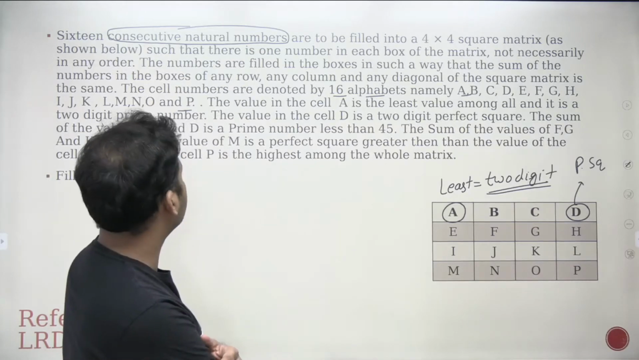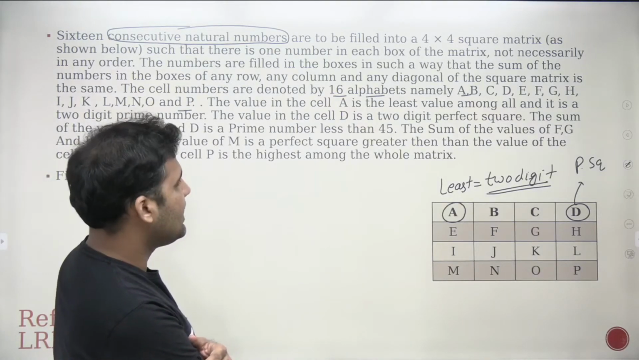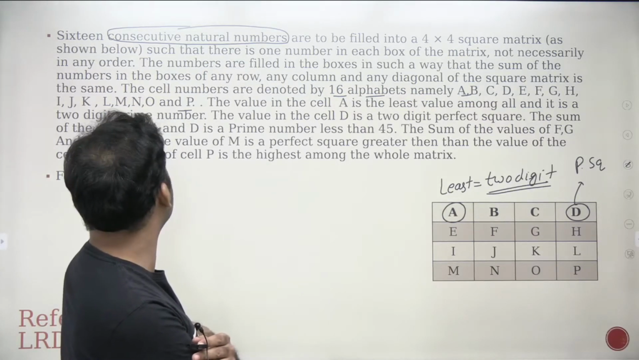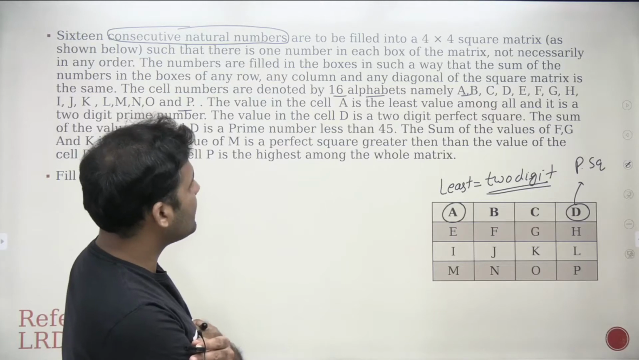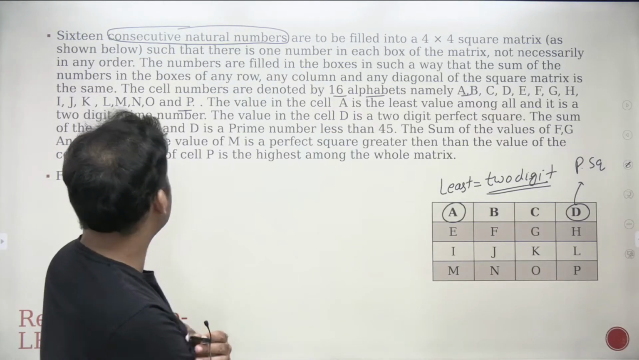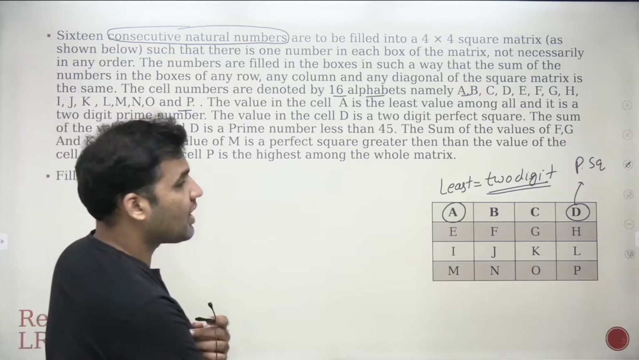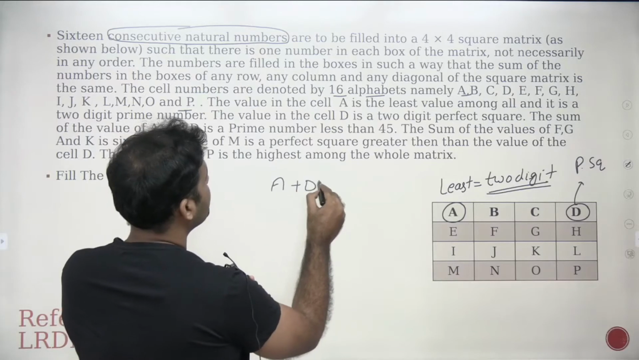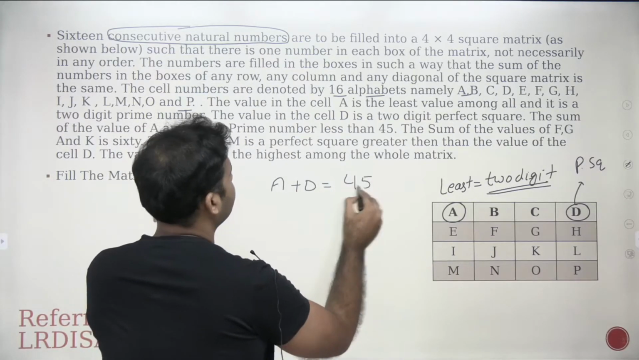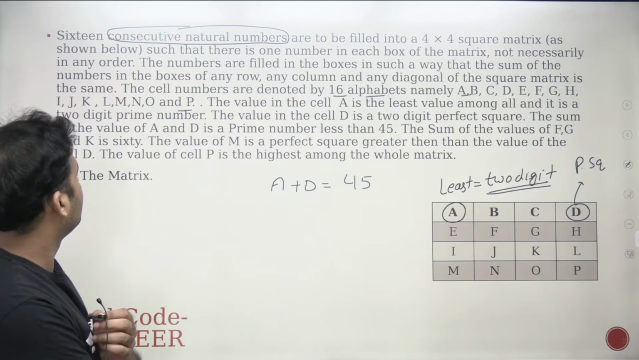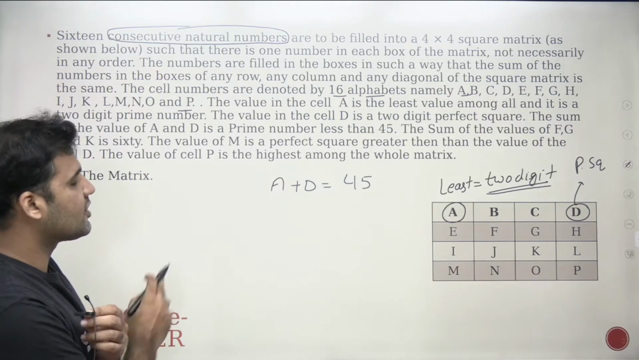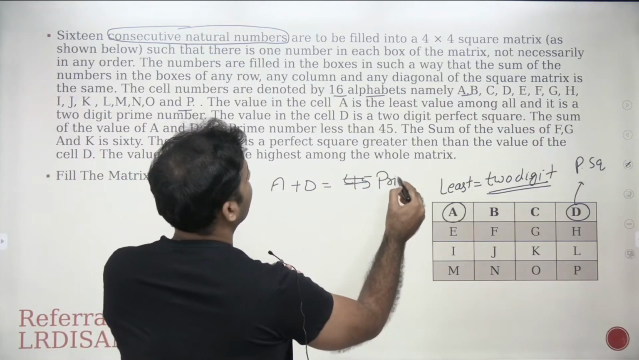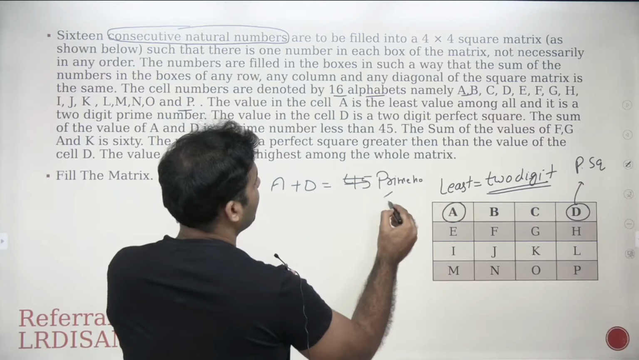What else we have here? The value in the cell A is the least value among all, right? It's a 2-digit prime number. The value in the cell D is a 2-digit perfect square. The sum of the value of A and D is a prime number less than 45. You see that? Now there's one more information. The value of A plus D is a prime number, and this prime number should be less than 45.